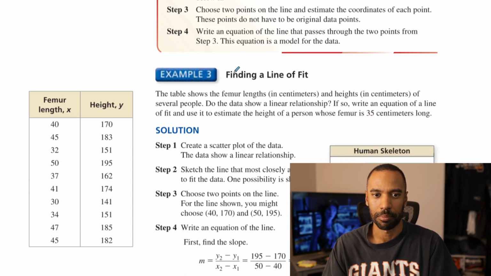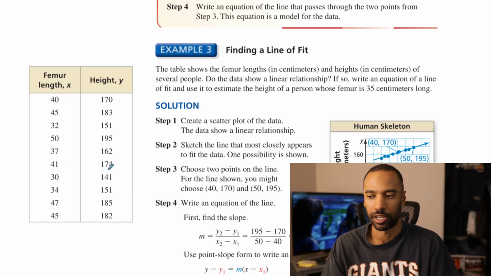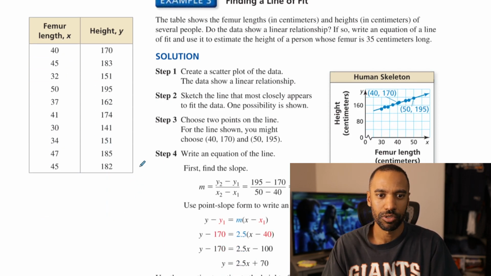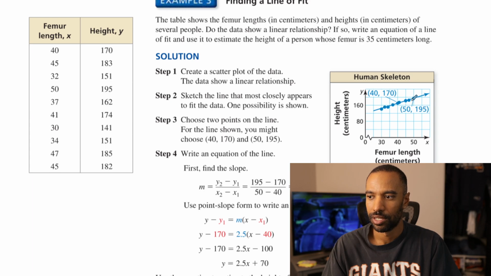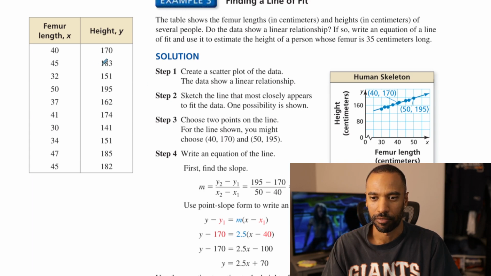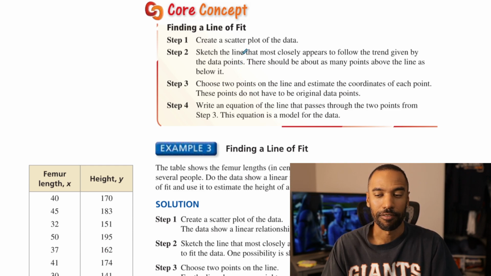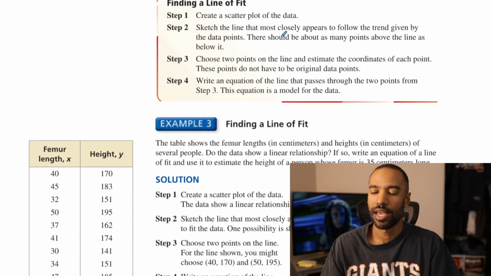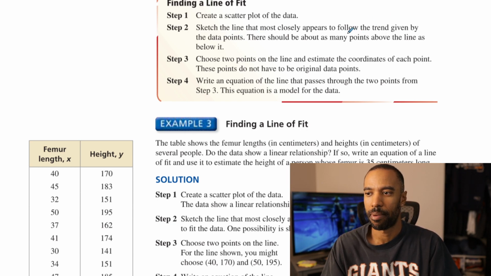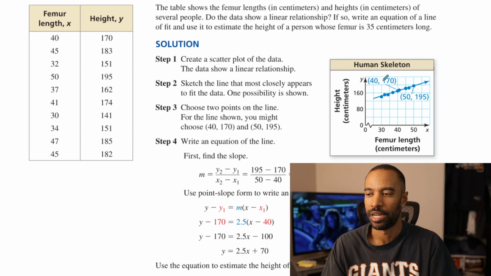So just to show you an example, they're showing you a table of values here. We're going to go back to this. But this table of values, if you plot the points, you can see they're not exactly in a perfect line. Anyway, so create a scatter plot of the data would be doing that, finding all the points and adding them. Sketch a line that most closely appears to follow the trend given by the data points. There should be about as many points above the line as below it. So this line was estimated and drawn afterward.